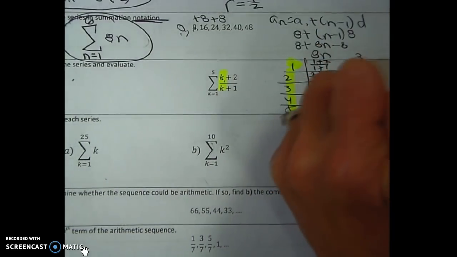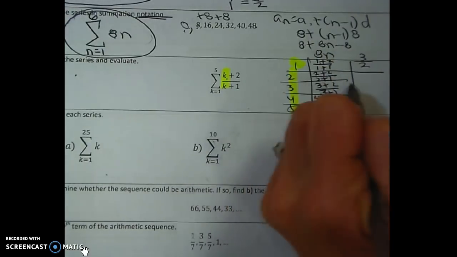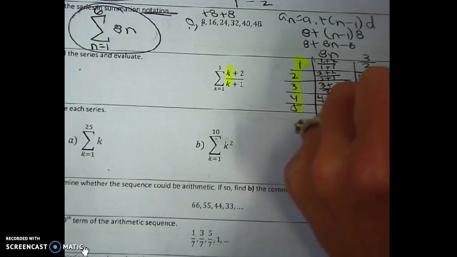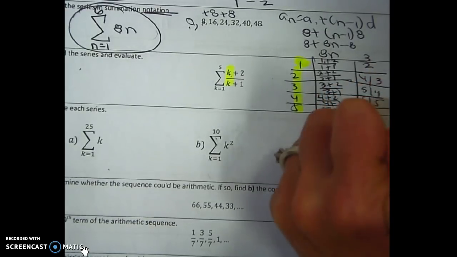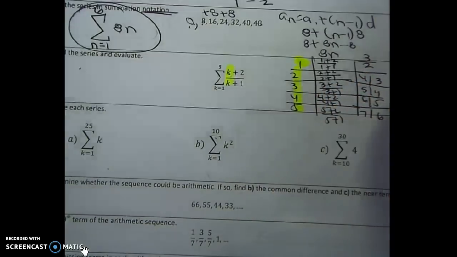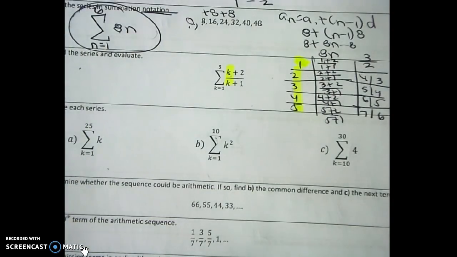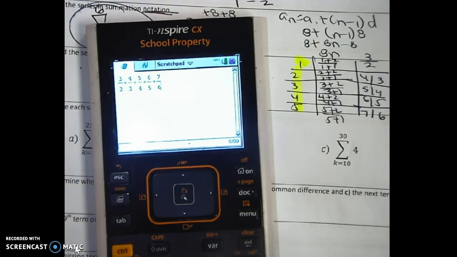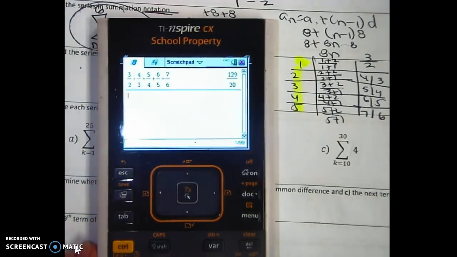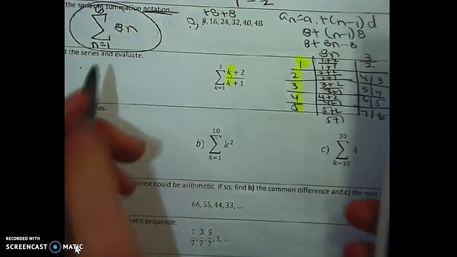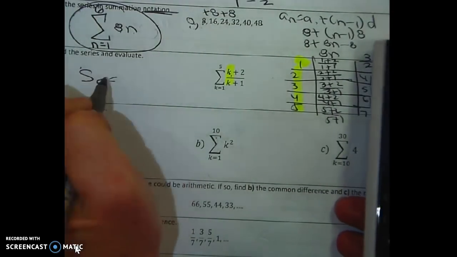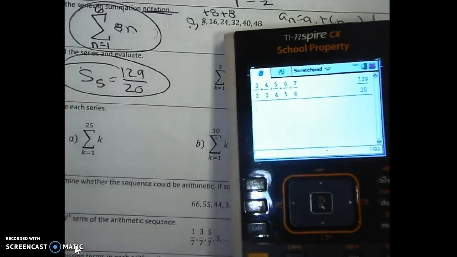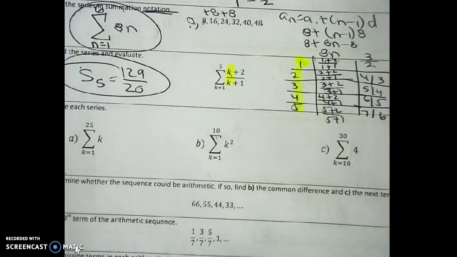1 plus 2, so that's 3 halves. 4 thirds. Noticing a pattern here. 5 fourths. 6 fifths. 7 sixths. So now I'm going to pick up my calculator. Let me pause it real quick and get my calculator. That was definitely annoying plugging it all in, and I made some mistakes with my times, so make sure you plug it in right. And I get 129 over 20. So the sum of the first 5 numbers is 129 over 20. No formula needed. They gave me the formula.